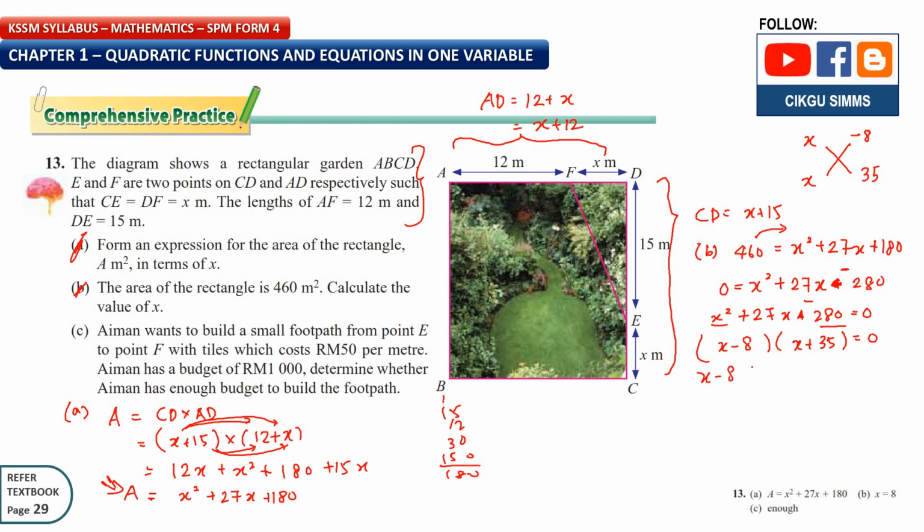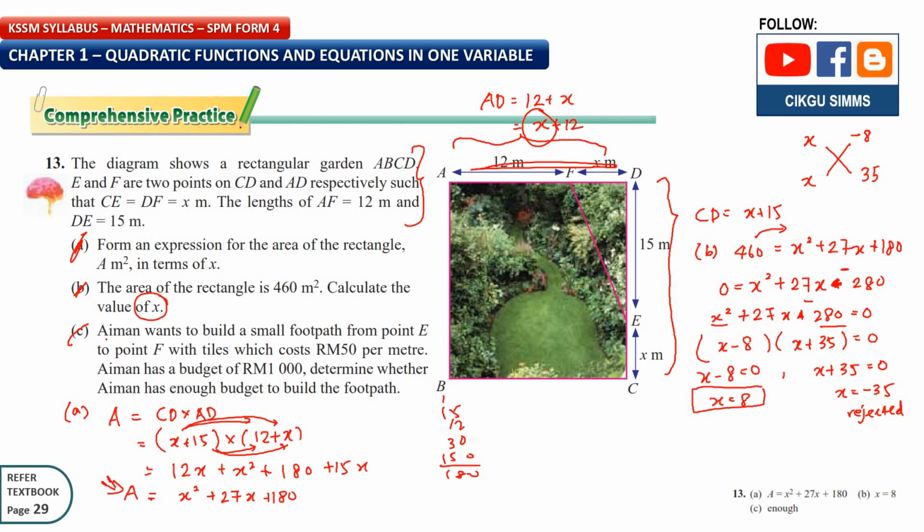So first bracket equal to 0, second bracket equal to 0. So x is 8, x is negative 35. This one should be rejected. Normally the negative answer should be rejected, because your length cannot be negative. Negative 35 plus 12, this length will be negative, so it's impossible. So your x is 8. This is the answer for B.